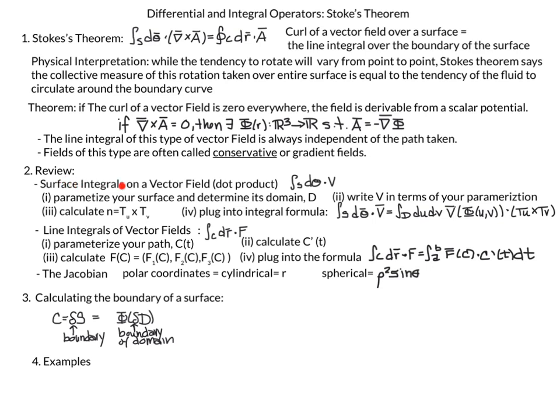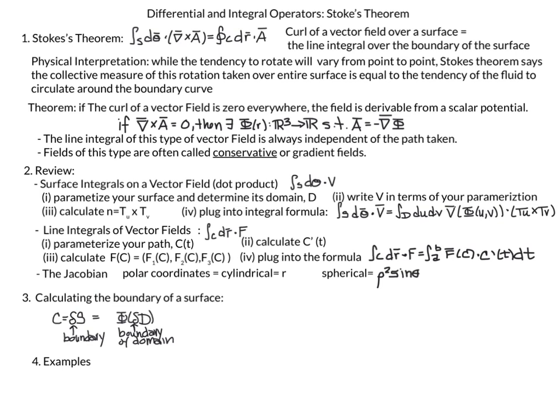We reviewed how to do surface integrals of a vector field, and we also reviewed line integrals of vector fields so that we could calculate both sides of Stokes' equation. We reviewed the Jacobian, which is a measure of how a coordinate transformation affects a unit sphere. For polar coordinates and cylindrical coordinates, it's equal to r. For spherical, it's equal to rho squared sine theta. And I also, in this video, gave you a formula to calculate the Jacobian in case you have some other transformation you would like to do.